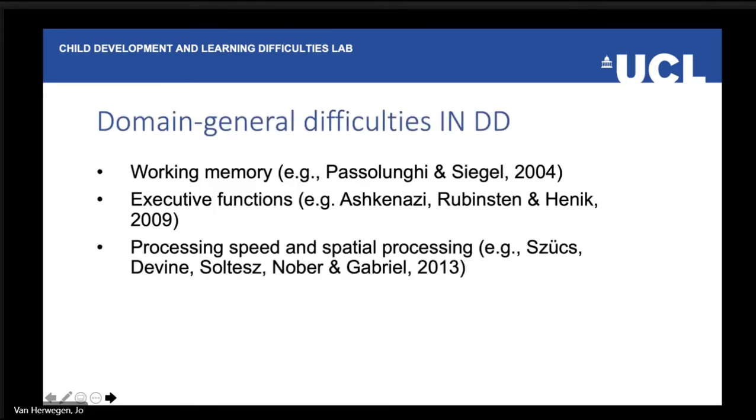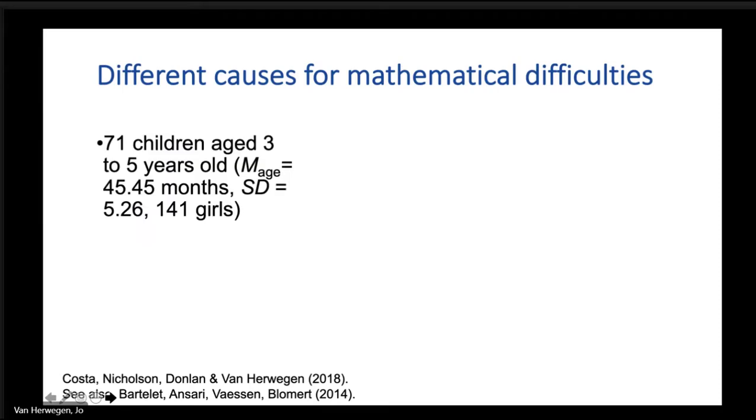So for example, we know that children with developmental dyscalculia don't just show deficits in the domain-specific difficulties related to mathematical development, so the number sense, but they also show domain-general difficulties, such as working memory difficulties, executive functioning difficulties, as well as processing speed and spatial processing. And we also know from our own research, this is one study, there's another study that was done by Bartlett et al., that there are different causes for mathematical difficulties.